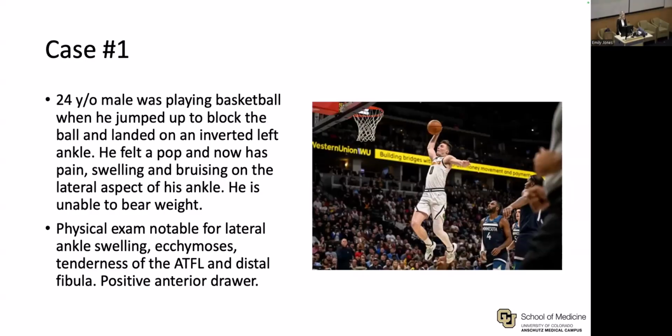Okay, so first case, 24-year-old male was playing basketball, jumped up to block a ball and landed on an inverted left ankle. He felt a pop, now has pain, swelling, bruising on the lateral aspect of the ankle, can't bear weight. And on physical exam, he has lateral ankle swelling, some bruising, tenderness of the ATFL and the distal fibula, and a positive anterior drawer, because you've gotten so good at that physical exam skill.